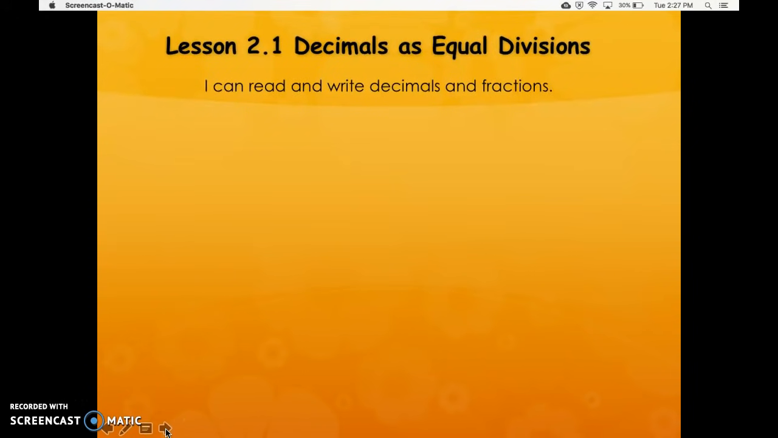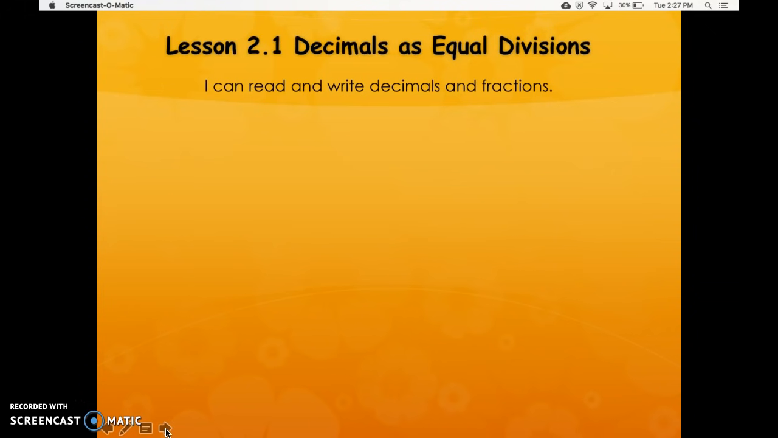Ladies and gentlemen, we are now moving on to a new unit. We're going to be looking at decimals. They're very similar to fractions, as you'll find out. So write the lesson number at the top of your page, write the I can statement below it, and then restart the video when you're ready.